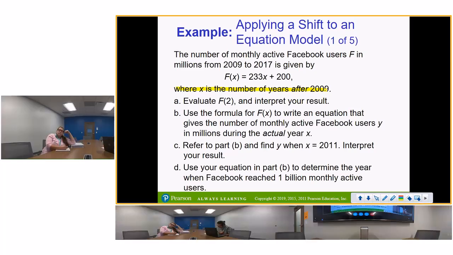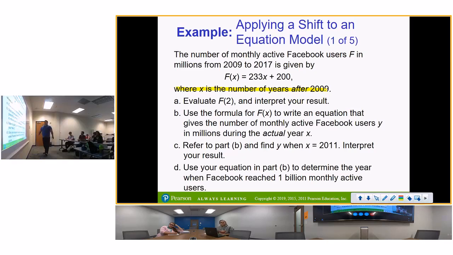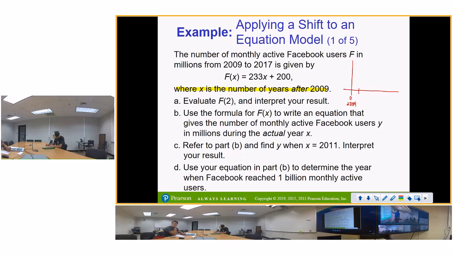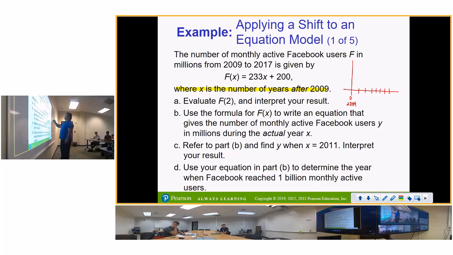Okay, so the bottom of your graph is going to look like 0, 1, 2, 3, 4, 5, 6, 7, 8. So this is something that is normal. 0 is 2009, 2010, 2011, 2012, 2013, 2014, 2015, 2016, 2017, and that is 8.